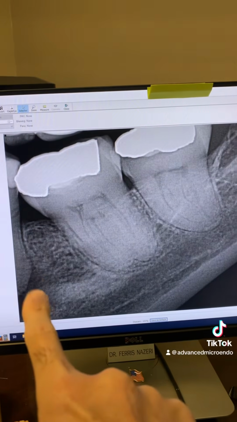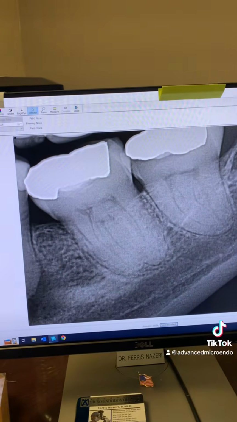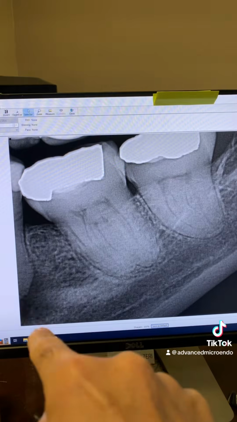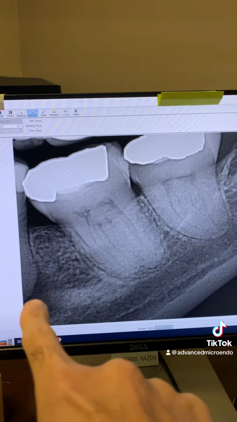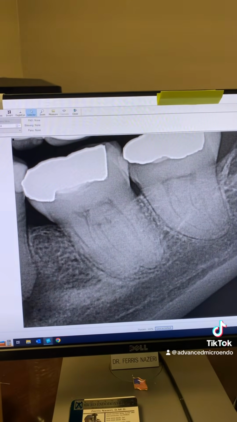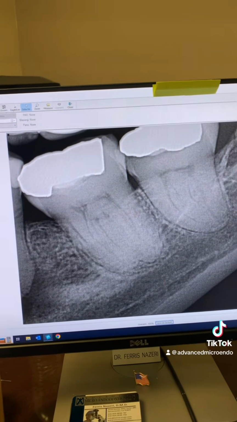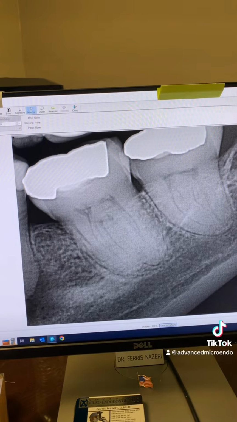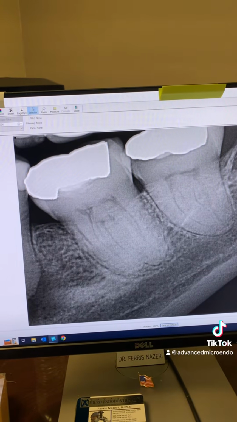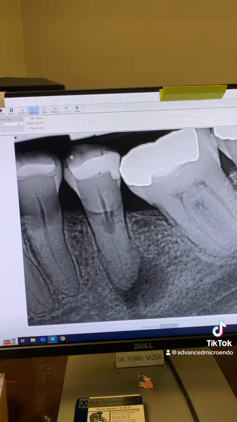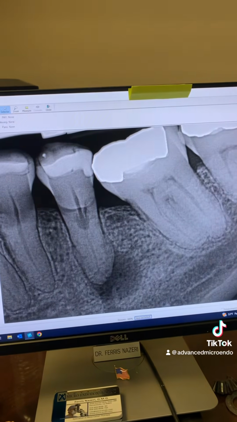So I told my assistant, go ahead and take a PA of this. Usually my assistants are very good. They read x-rays better than most clinicians. But I think today she was kind of off and she missed this. So I said, okay, take a couple more PAs of tooth number 20. And she did. And look at this. Lo and behold.